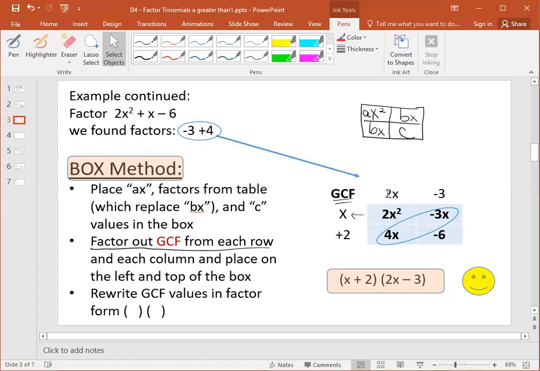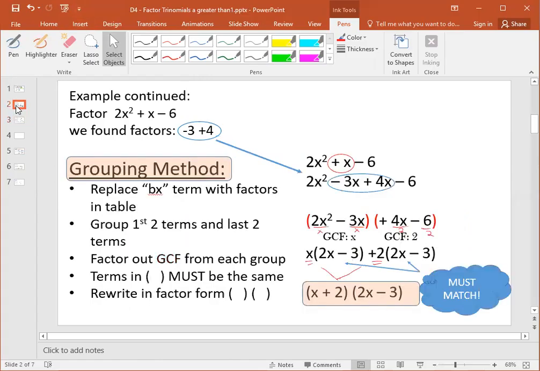So now here are my new factors. My final answers are sitting right here on the sides and the top, x plus 2 and 2x minus 3, and that is my answer. This is a little easier sometimes, so that's why the smiley face is there. It's not as much trouble, and doesn't seem to be as detailed as doing it with the grouping method. But you're free to do either method that you like.